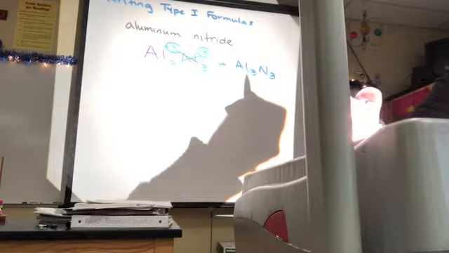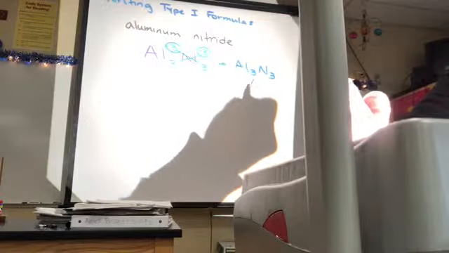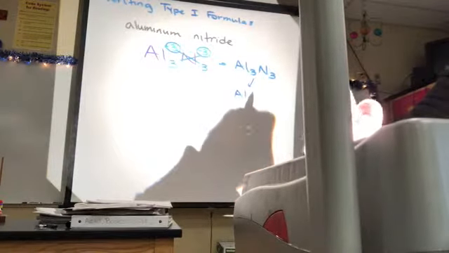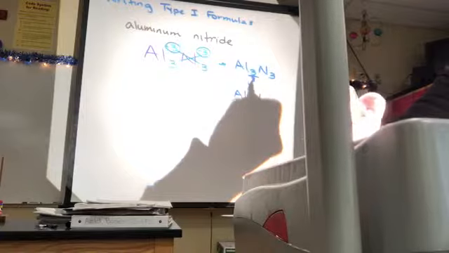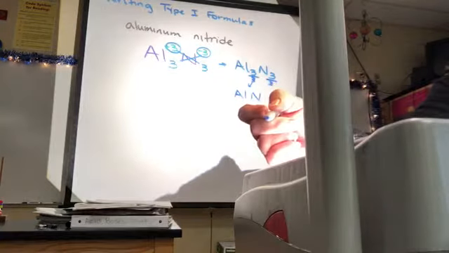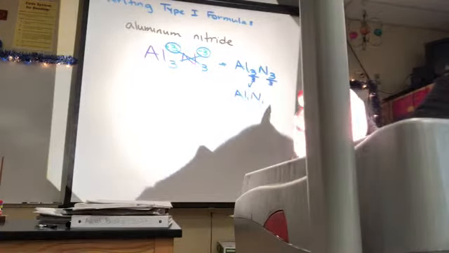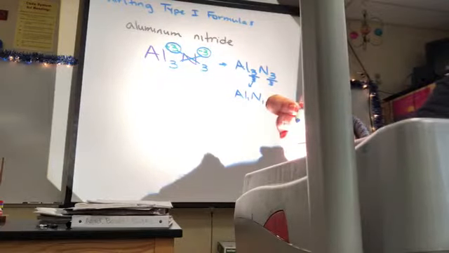But can I reduce this to lower terms? So it's going to become what? AlN. I divide each of these by 3, and I get a 1-to-1 ratio, don't I? We'll do a few more of these, so if you don't get it right away, that's okay.